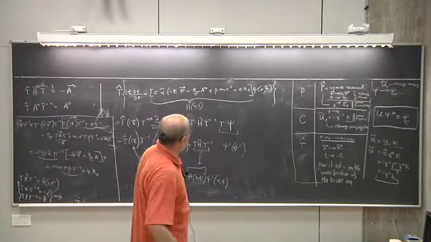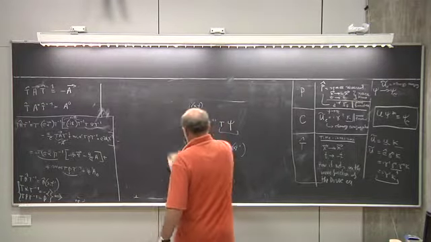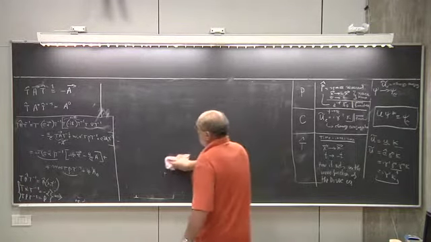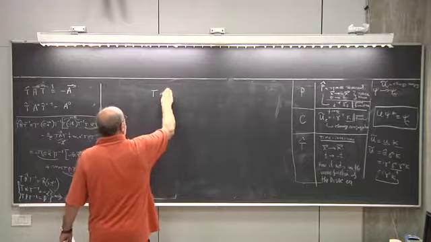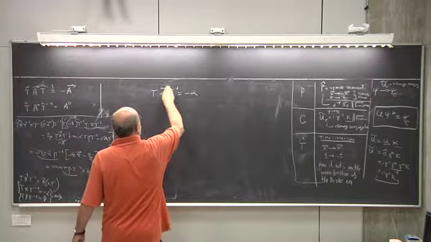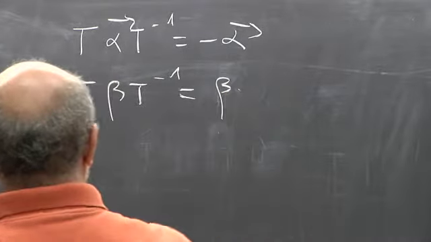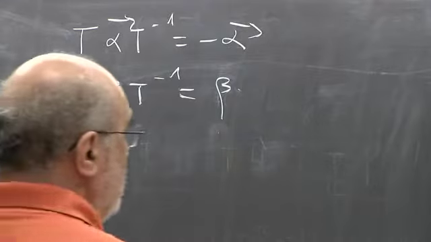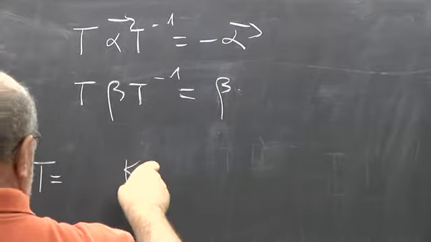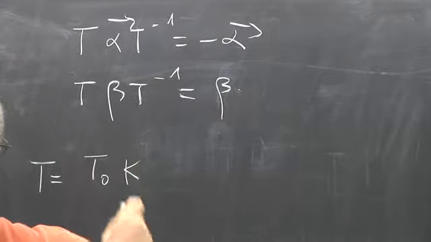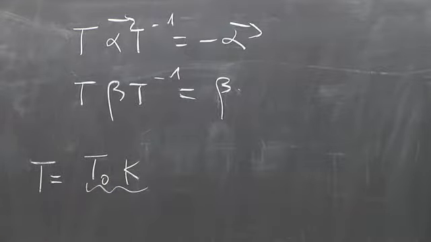So let me now cancel. And let's write down that T has to do the following: T alpha T to the minus 1 equals minus alpha, and T beta T to the minus 1 equals beta. But T, the first thing that T did, was changing i h into minus i h. So it has a complex conjugate, and let's call the rest T0. So T is actually complex conjugation times T0.